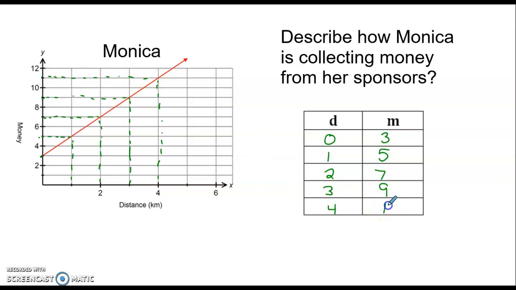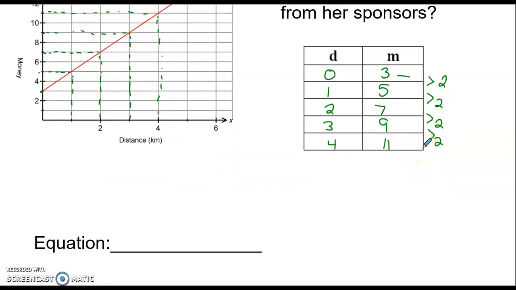And at 4 kilometers, she gets $11. We can see here that she's going up by $2 each time. And this time she starts at 3. So we can write her equation as m equals 2d plus 3.